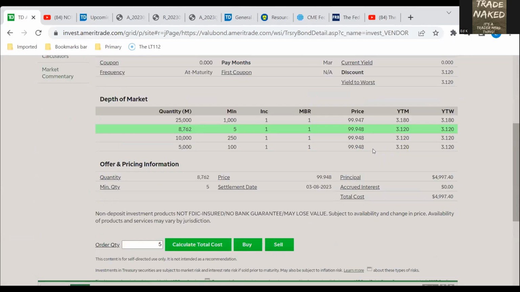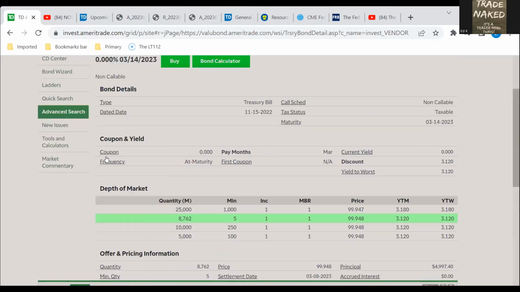This is where it tells me, Ed, this is what you're about to get. You're about to get 99.948 cents per 100, $99.95 roughly per 100. I'm going to get 4,997.40 out of 5,000. I'm only losing $2.60 by redeeming this a week early. And then you just click sell. So I'm not going to click sell because I don't want to do it.